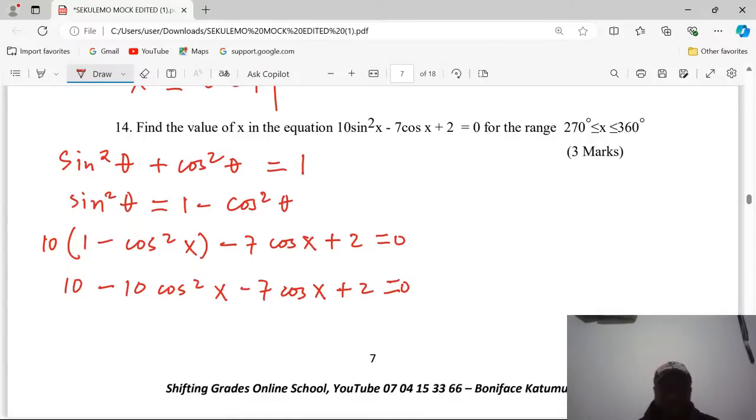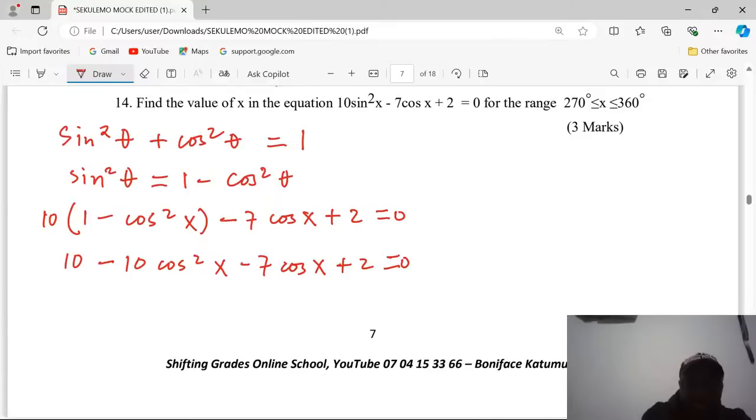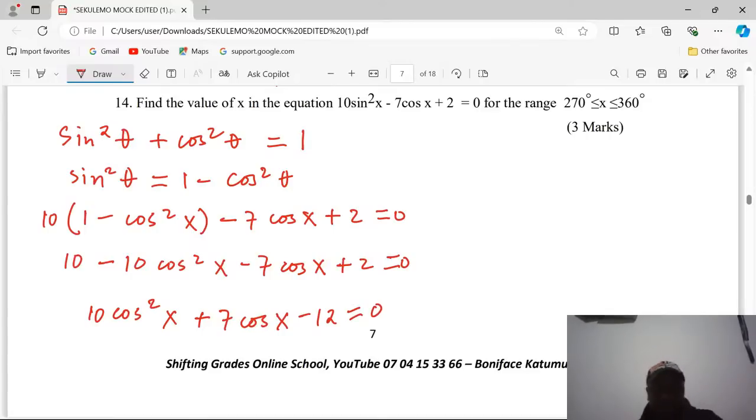We can now group like terms together, whereby 10 and 2 becomes a 12. Then we can also arrange such that we start on the right hand side with the 10 cosine squared of x. Then we also follow with 7 cosine of x. Then 12 is taken to the other side, minus 12 equals to 0.